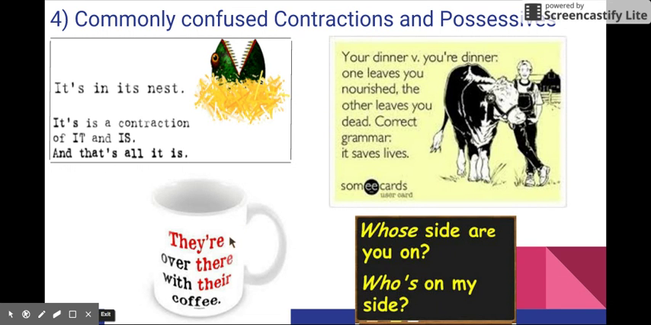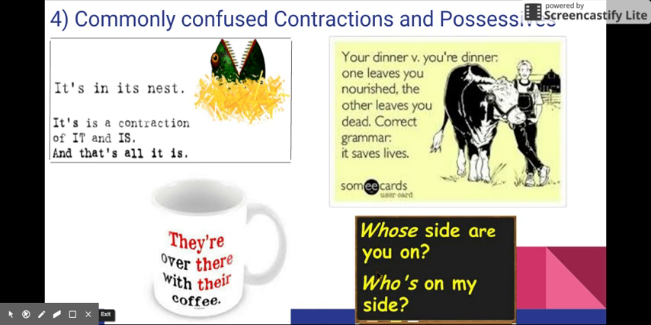Here's another one. They're over there with their coffee. So they are is the contraction. Over there. So there, T-H-E-R-E is the place, with their coffee. So T-H-E-I-R implies ownership. So they're over there with their coffee.